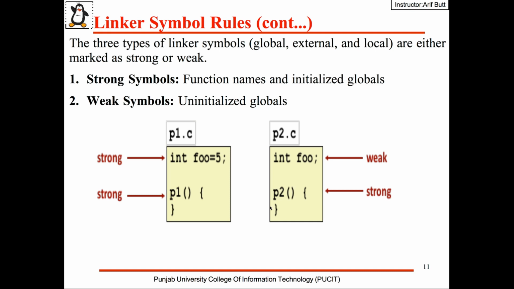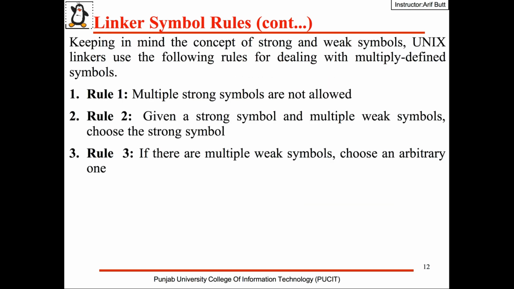For example, in p1.c, this is a global symbol which is initialized, so it is strong. p1 is a function, so it is again strong. It is a global variable which is not initialized, so it is weak. And this is a function name, so it is again strong. Keeping the idea of strong symbols and weak symbols in mind, let us see the linker symbol rules.